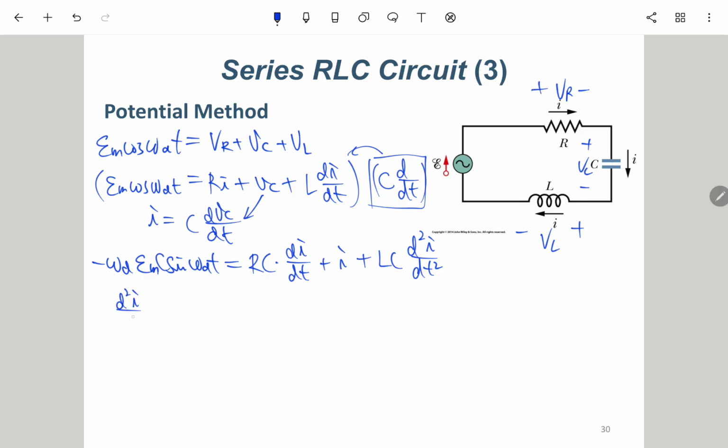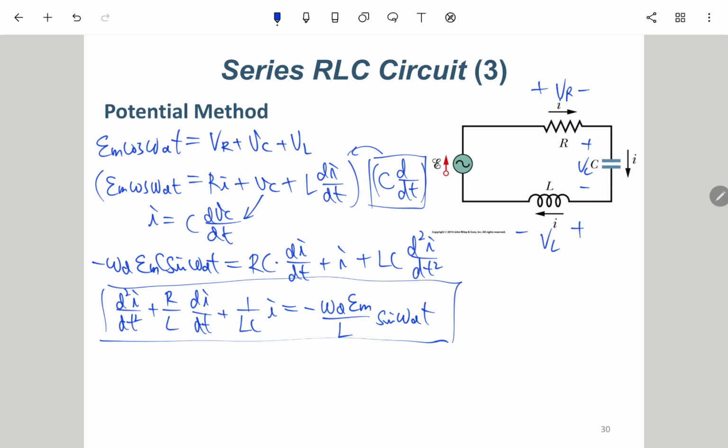So we have d²I/dt², and then plus, this is the first derivative, RC over LC will be R over L, and then di/dt. And then finally, 1 over LC times I equals negative omega_d E_m, and then the C cancels with one of the C's, and with an L here, and then sine of omega_d t. So the idea here is that we need to solve this second order linear constant coefficient ODE.